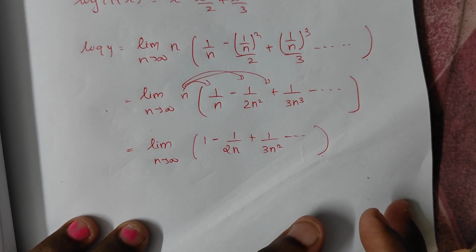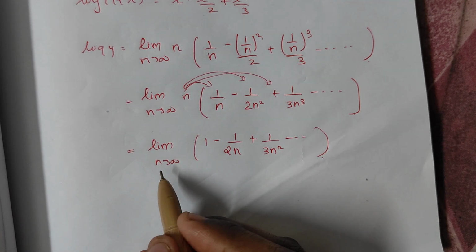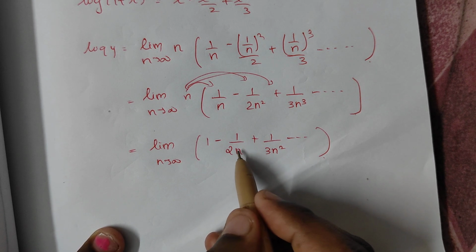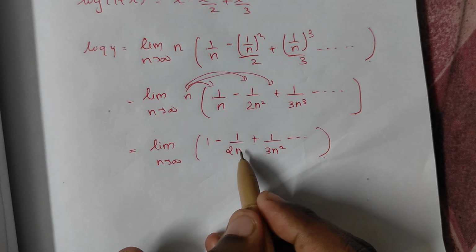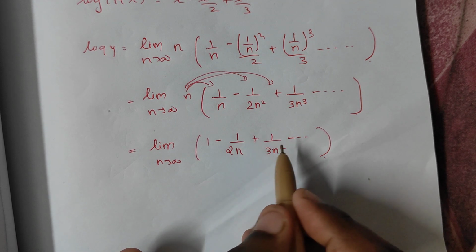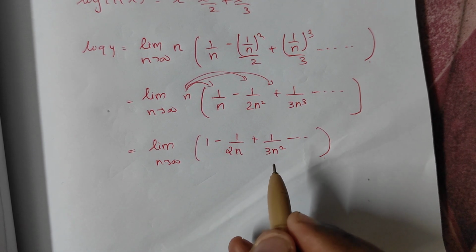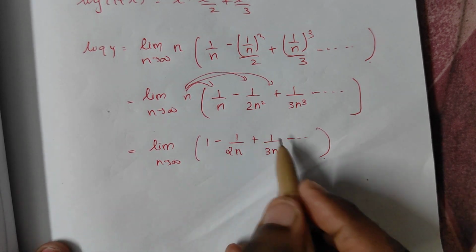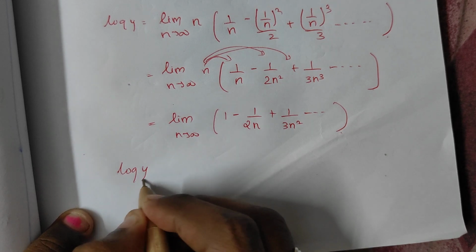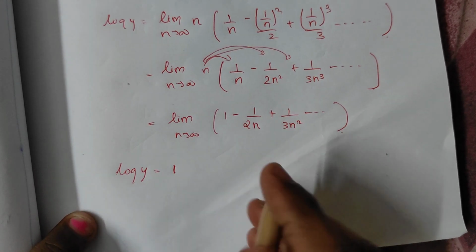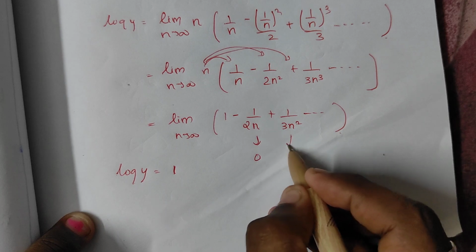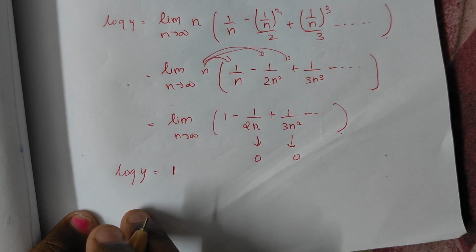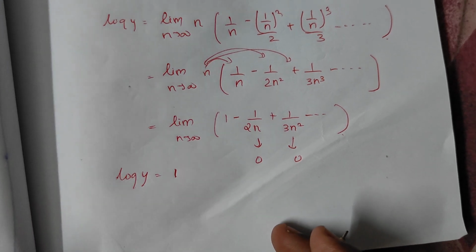Then I'm going to apply n tends to infinity. When I substitute, 1/infinity will give you 0. Here also I have n in the denominator, so 1/infinity will give you 0. So all of the terms will become 0. So log y is equal to 1 only I will get, because this term will become 0 and this term will become 0. Fine.